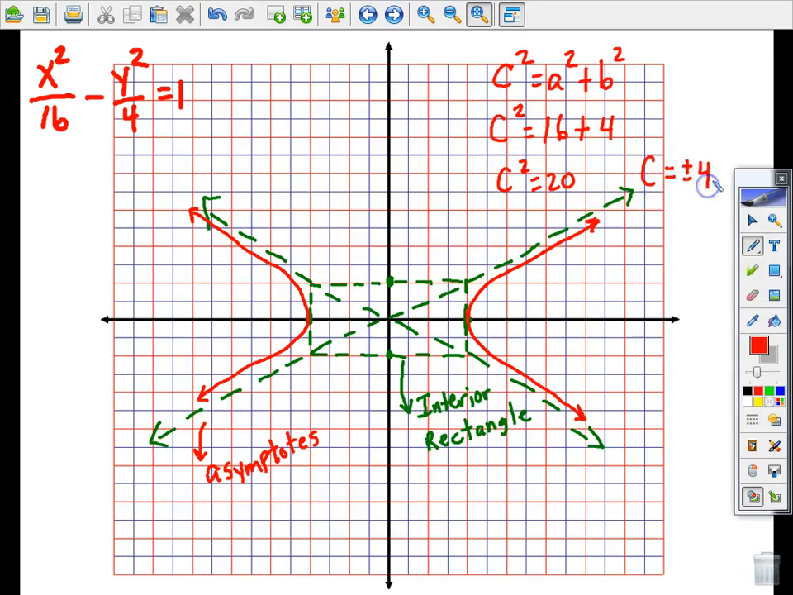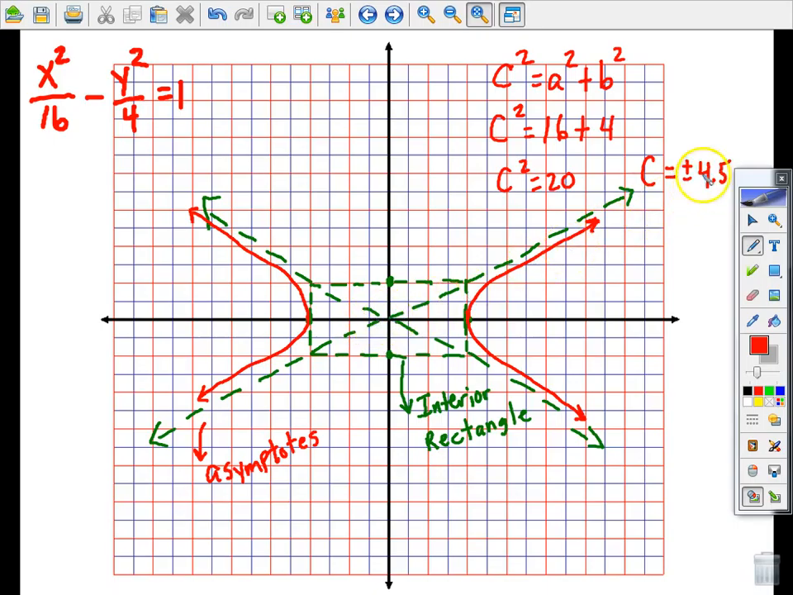Should be 4.5. So do you remember what C stands for when we were talking about parabolas? Distance. Distance from where to where? Vertex to the origin. Okay, I agree with the vertex. It's a distance from the vertex to the... anybody remember? Focus. The focus, all right? Well, for hyperbolas, C represents the distance from the center to a focal point.